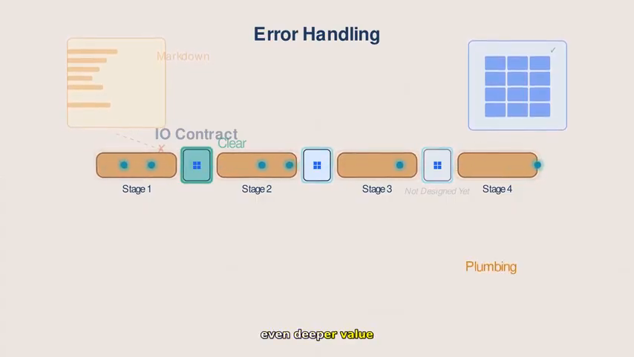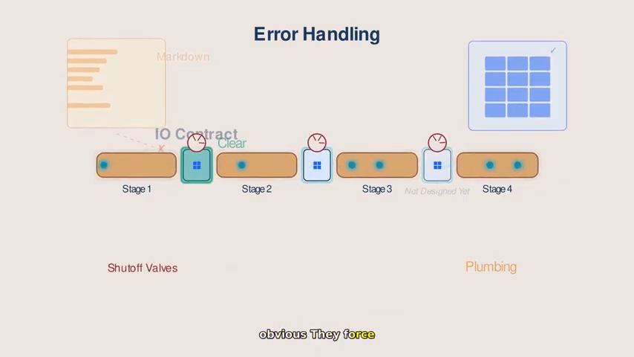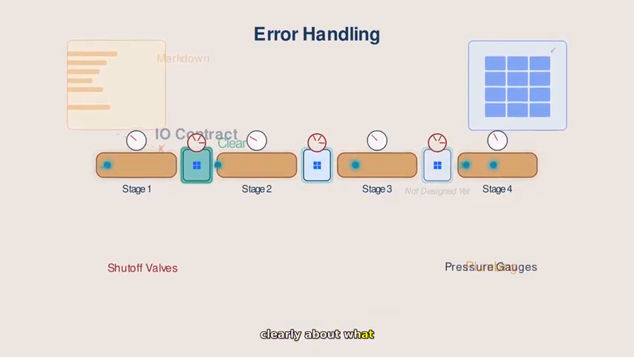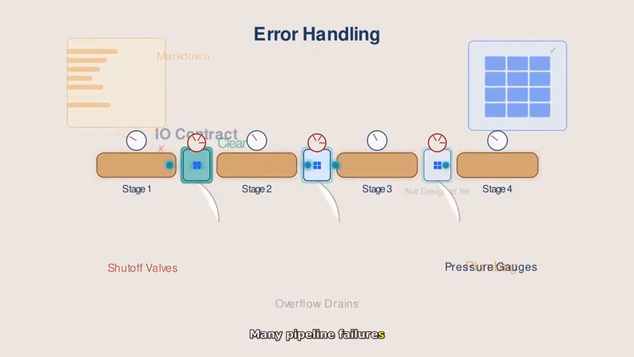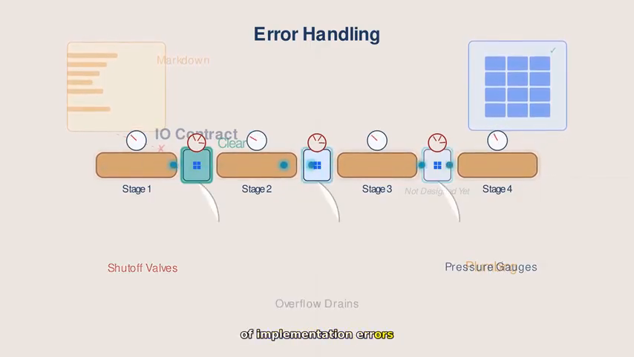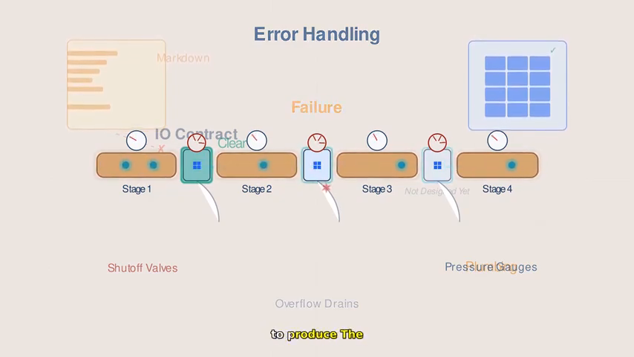There's an even deeper value to I/O contracts that isn't immediately obvious. They force you to think clearly about what you actually want from each stage. Many pipeline failures happen not because of implementation errors, but because the designer was fuzzy about what Stage 2 was supposed to produce.